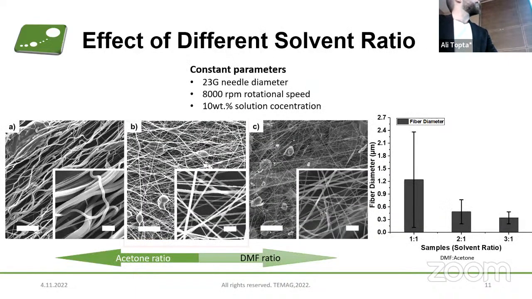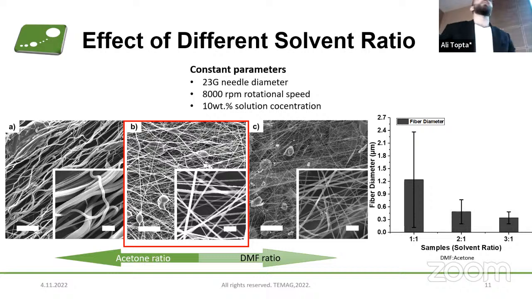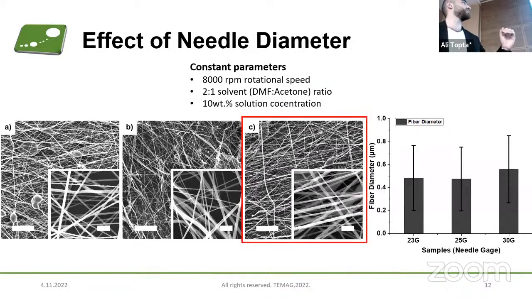After that, we started changing the solvent ratio, and we observed that whenever we increase the acetone ratio, we were getting rid of the beads, but at the same time, at the expense of increasing our fiber diameters. So we found that 2:1 gave us the best fiber diameter with the minimal amount of beads. After that, we changed the needle diameter between 23, 25, and 30 gauge to get rid of the beads that were forming, at the expense of a very slight increase in fiber diameters.